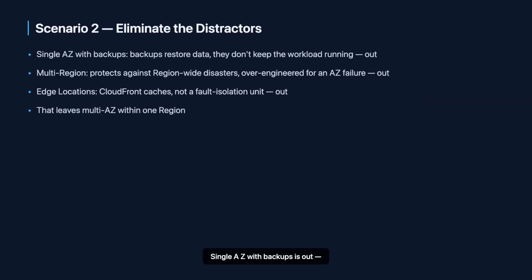Single AZ with backups is out. Backups restore data after the fact, they don't keep the workload running during the failure. Multi-region is out too. Even though it sounds impressive, multi-region protects you against region-wide disasters, and it's massively over-engineered for a single AZ requirement. Edge locations are CloudFront caches. They're a content delivery mechanism, not a fault isolation unit, so they can't keep a workload running through an AZ outage. That leaves multi-AZ within one region, which is exactly what AZs were designed for.